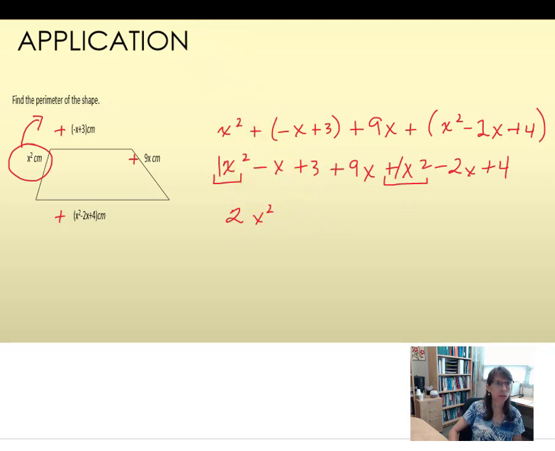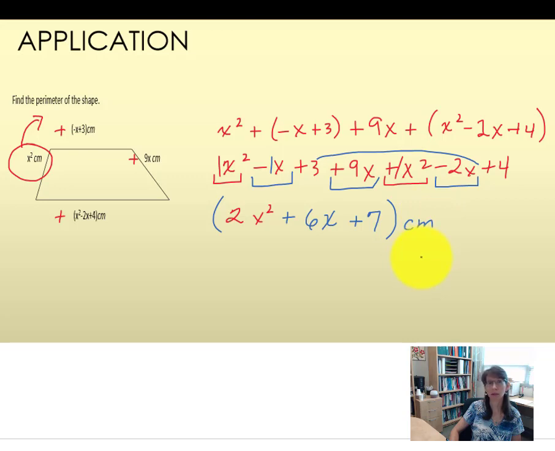Then my first degree terms, negative x plus 9x minus 2x. So there's 3 that I'm combining. Negative 1 and 9 make 8. 8 take away 2 would make positive 6x. And finally, 3 plus 4 make positive 7. So you can see 2x squared plus 6x plus 7 is written from the highest to the lowest power. And since they give us the units in centimeters, this whole answer would be in the units of centimeters for the perimeter.